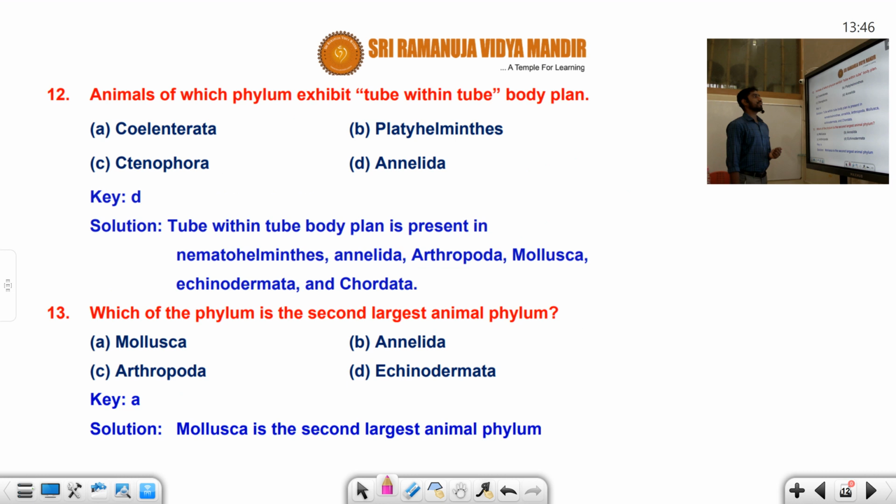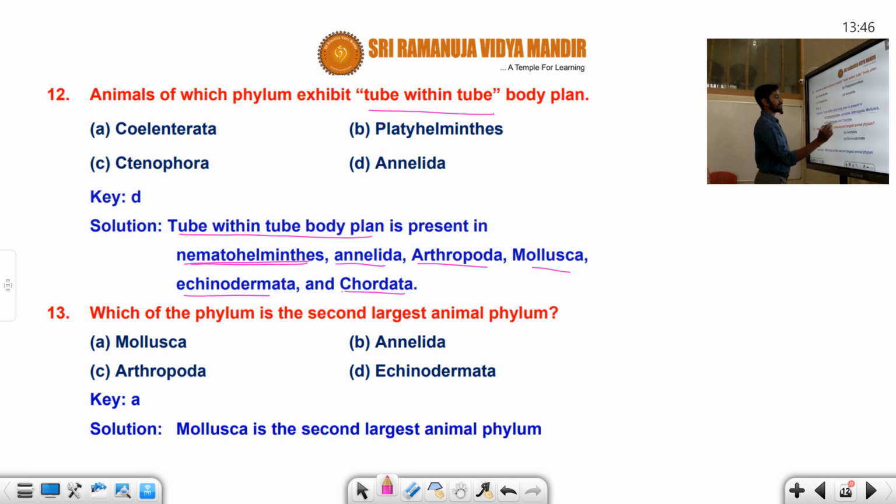Let us see what is the meaning of the tube within the tube body plan. That means the organism has two separate openings, the first one is the mouth, and the other one is the anus. These two separate openings we can observe from the Nematohelminthes up to Chordata. So you can see, student, the tube within the tube body plan is present in Nematohelminthes, Annelida, Arthropoda, Mollusca, Echinodermata and Chordata.